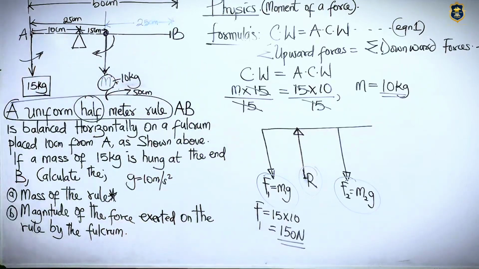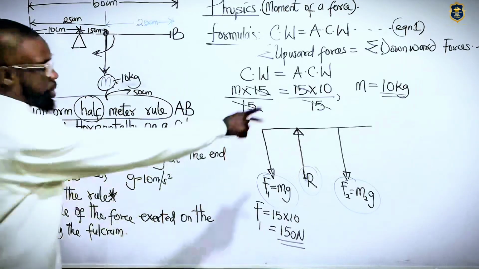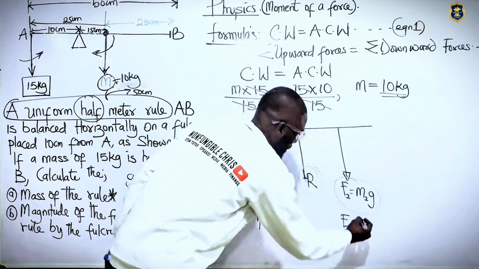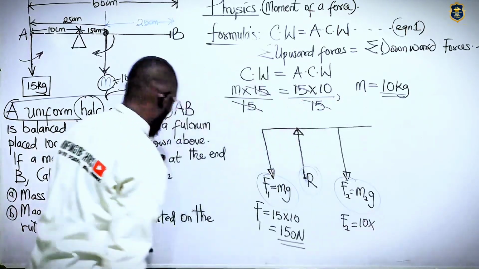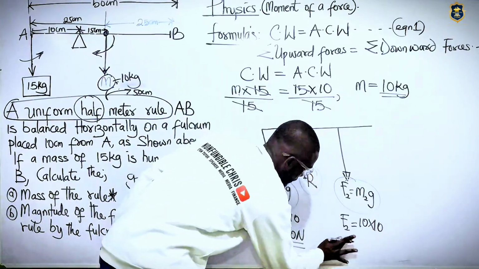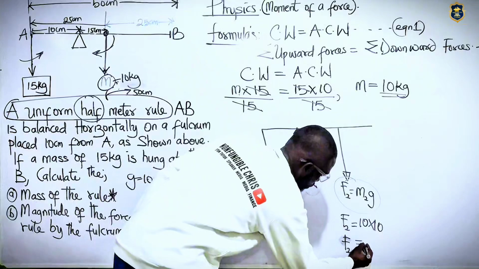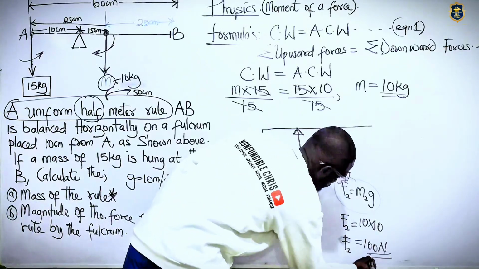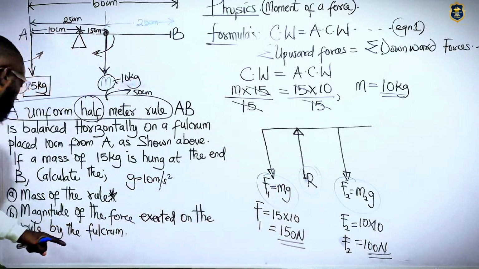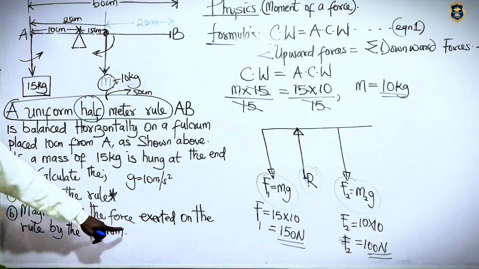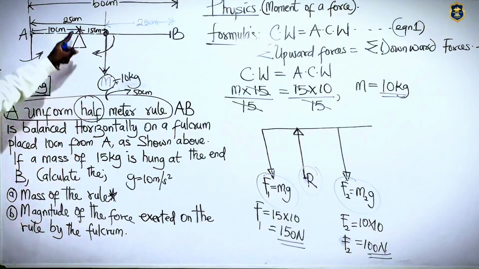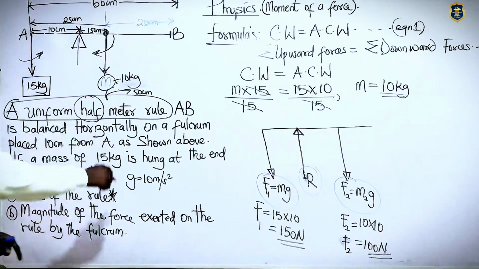How do we get force 2? The mass here was 10. So our force 2 is mass, which we just got as 10, times g, which is also 10. That gives us force 2 as 100 Newton. So we now have force 1 and force 2. We're looking for the reaction, and the question says the magnitude of the force exerted on the rule by the fulcrum. So we're looking for this force, which is this one.